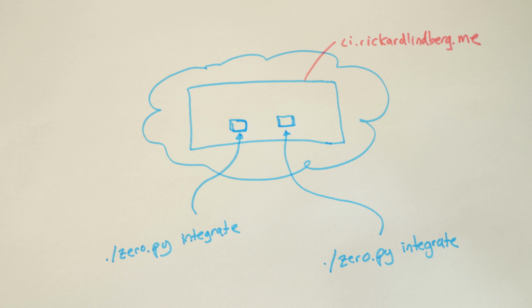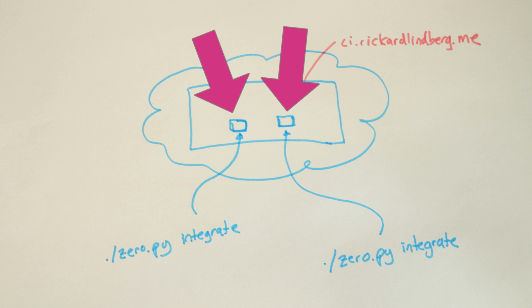The problem arises if two people run 0pi integrate at the same time. That would create two parallel processes of RLCI trying to merge and push changes at the same time. The last one to push will get an error because other changes were pushed first. How can we solve this? We must queue up integration requests so that only one set of changes is processed at a time.